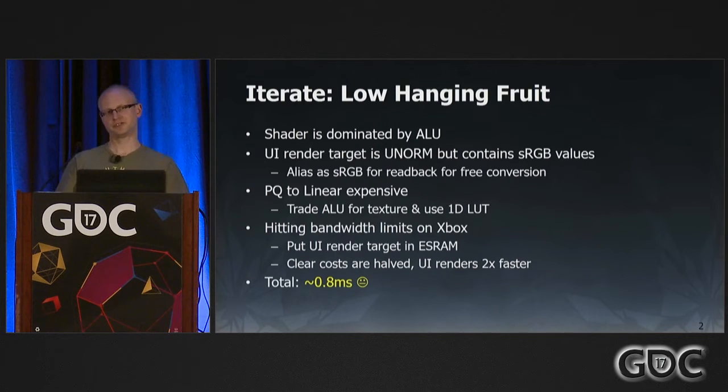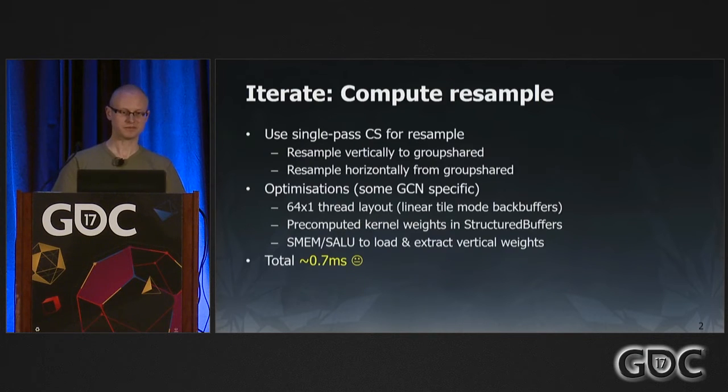Also, PQ conversions to and from linear are expensive, and we decided, because we're doing a lot of work here, that in this particular shader, which is ALU dominated, it would be a lot faster to use a simple 1D lookup table for the PQ to linear part, and so put that in. And then we started to hit bandwidth limits on this second pass, and so of course you just put the UI target in ESRAM, and that halves the clear costs, and the UI also renders 2 times faster than before, which is great. And the costs come down, we're about 0.8 milliseconds now, it's still not very good, but it's a start.